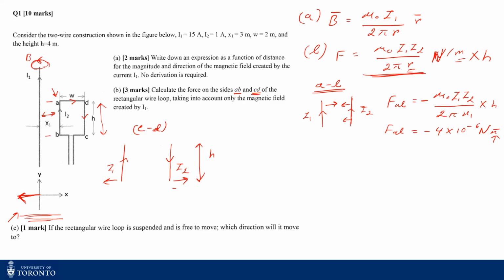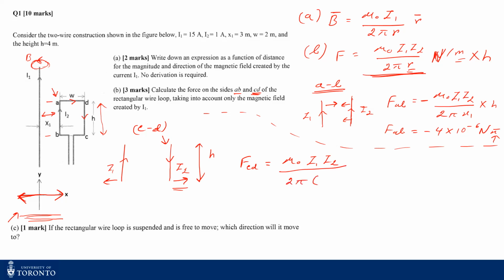So you see the force on the side CD, right? It's in the right-hand direction, which is the positive x-axis direction. So therefore my force will be positive in this case, and everything else will be the same as before. So what's going to be my FCD? It's going to be positive mu naught I1 I2 over 2 pi r.